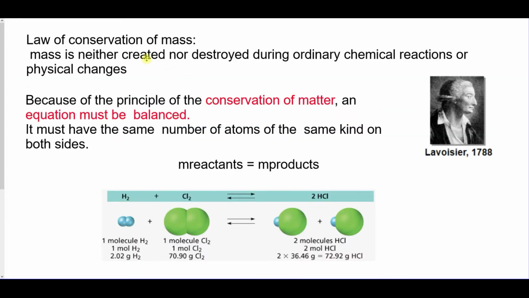Recall the law of conservation of mass. We can't create it or destroy it during ordinary chemical reactions, nor during physical changes. And because of this, our chemical equation must be balanced. And balanced means it has to have the same number of atoms on both sides. For example, I have 2 chlorine atoms on the reactant side. That means I must have 2 chlorine atoms on the product side. I have 2 hydrogens, so I have to have 2 hydrogens somewhere. And recall that the masses are equal. The mass of the reactants all summed together should equal the mass of the products summed together.